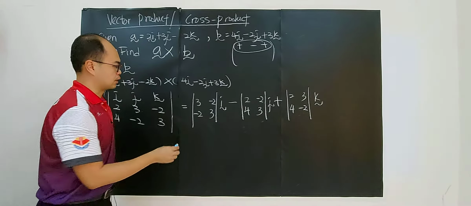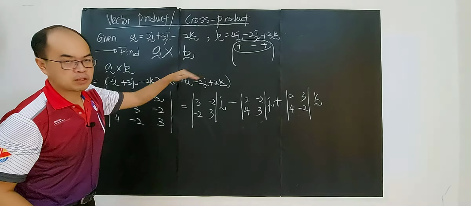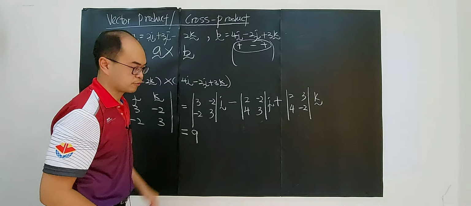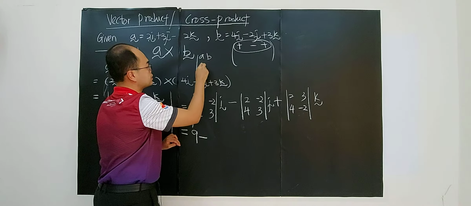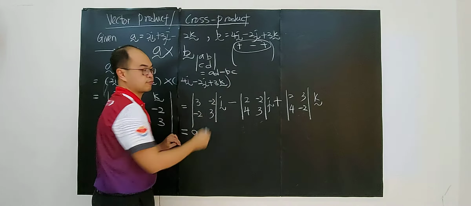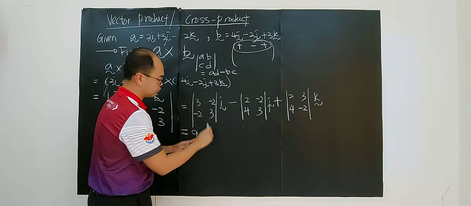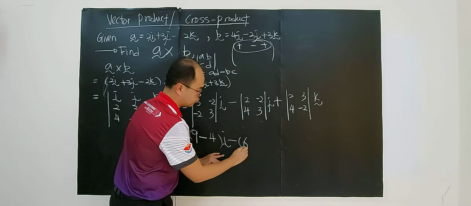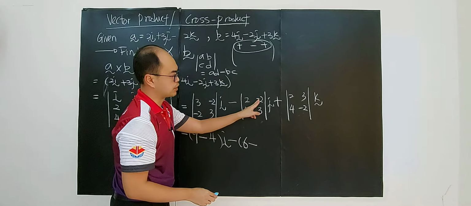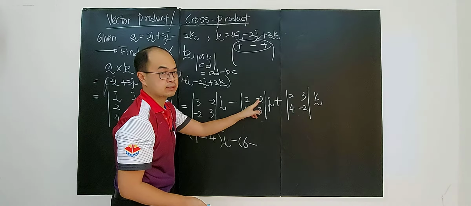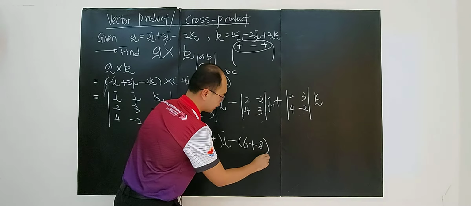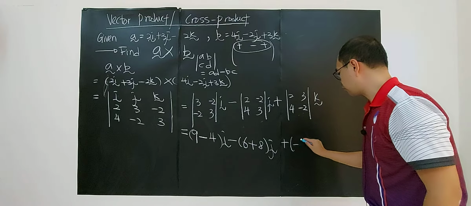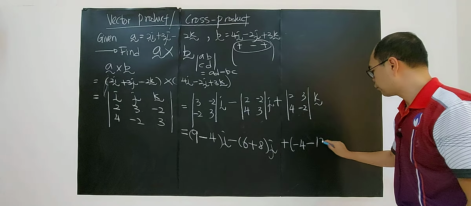So without doing the normal way of expanding, we use this method of expansion of the determinant. For i, we take AD minus BC, just like finding a determinant: 3 times 3 is 9, minus negative 2 times negative 2 is 4, so 5i. For j, 2 times 3 is 6, minus 4 times negative 2, which is negative 8, so negative with negative becomes positive 8, giving 14, with the negative sign, negative 14j. Lastly, for k, 2 times negative 2 is negative 4, minus 4 times 3, which is 12, so negative 16k.